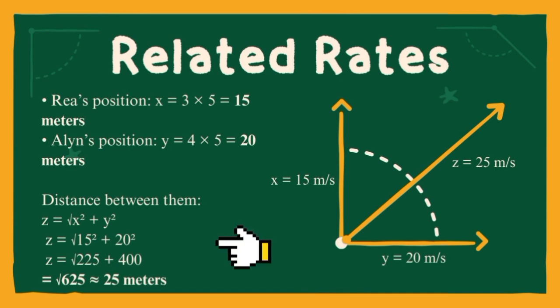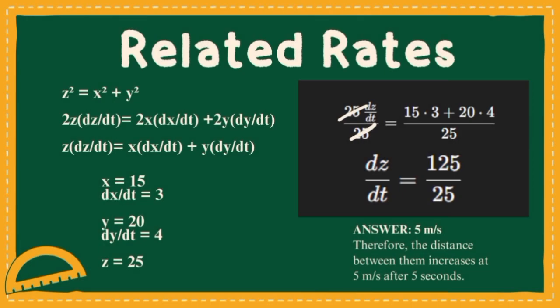So we have z = √(x² + y²). Substituting gives us z = √(15² + 20²) = √(225 + 400) = √625 = 25 meters. Now that we know the distance between them, we're going to solve how fast that distance is changing at that exact moment.